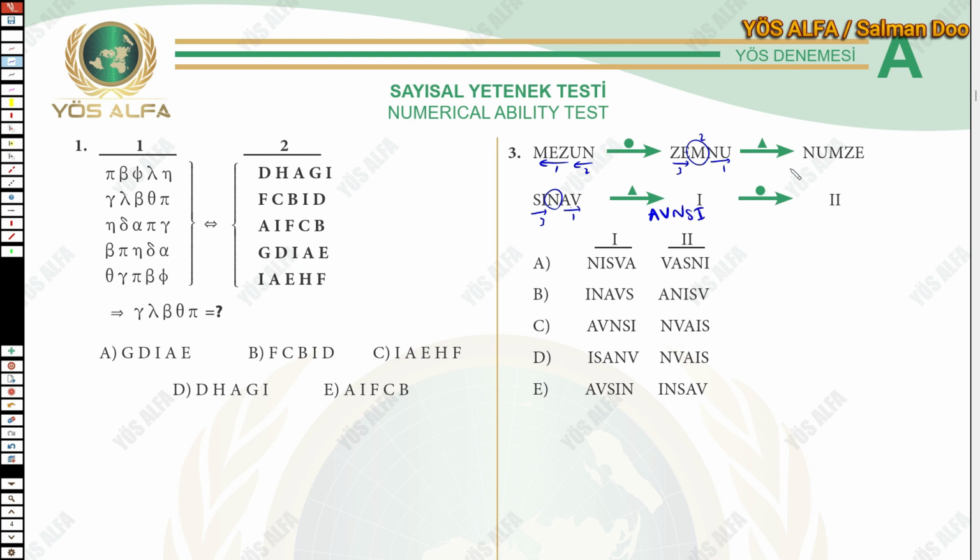and it goes through the circle operation again, and we have this order. So 1, 2, so NVAIS. It's here. The answer is C.